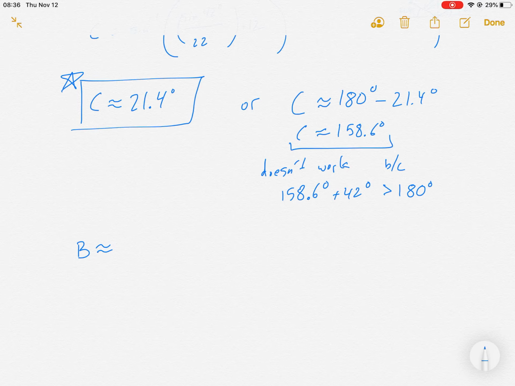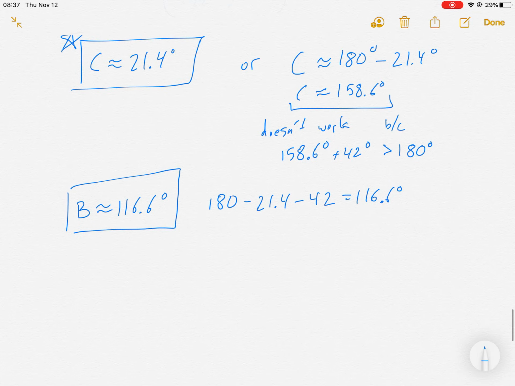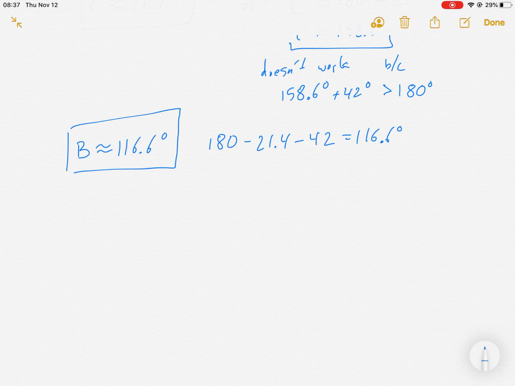B is going to be approximately 116.6 degrees. I used the sum equaling 180, so 180 minus 21.4 minus 42 gave me 116.6. And then finally, we can now solve for side length B. So let's go ahead and do that.